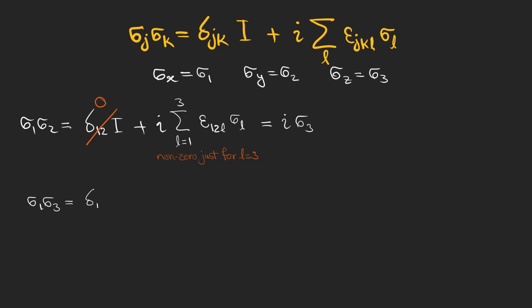In this example, again the first term is 0, and in the second term the only non-zero L is 2, which makes an odd permutation leading to a negative sign. So the answer is minus i sigma 2.